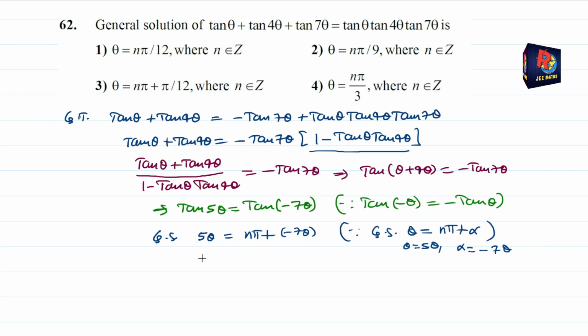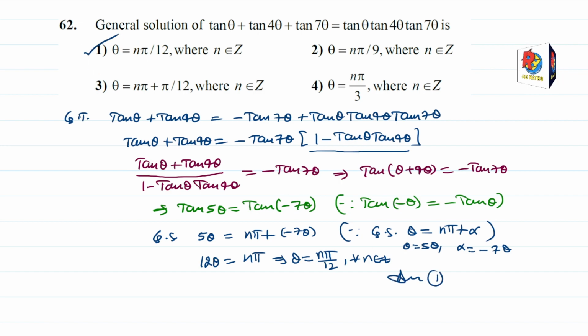Now you can observe this. If I take 7 plus 5, it will be 12 theta. 12 theta equals n pi. Therefore, theta equals n pi by 12 for all n belongs to Z. So option 1 is the correct answer. Like this way we can do.